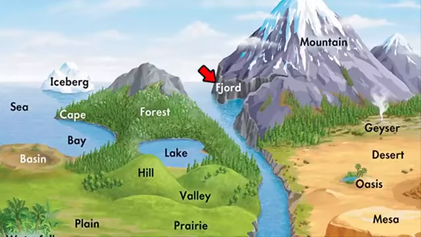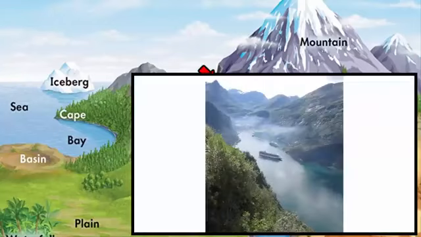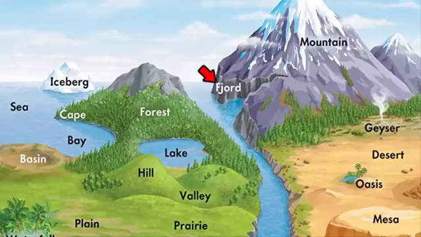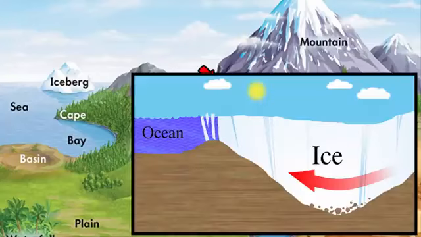The next one is fjord. The F word is silent when you pronounce it. These are a long, narrow, deep inlet of the sea between high cliffs. How are they formed? They are created by glaciers. I just told you how glaciers are formed, right?